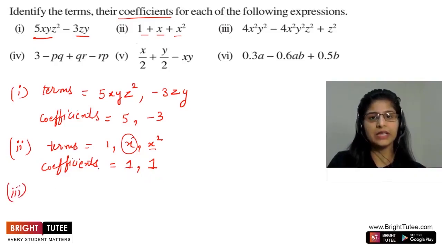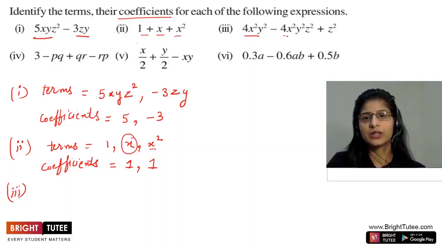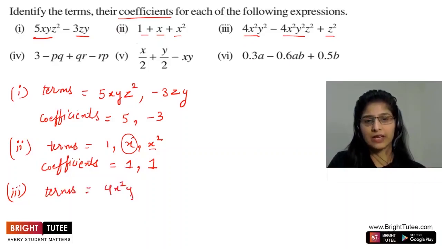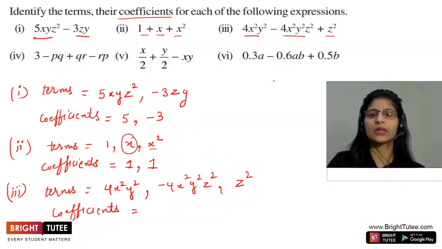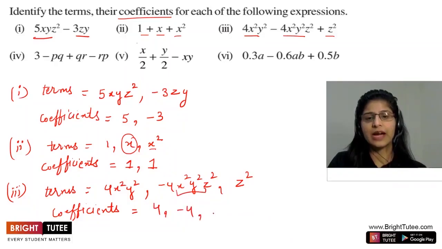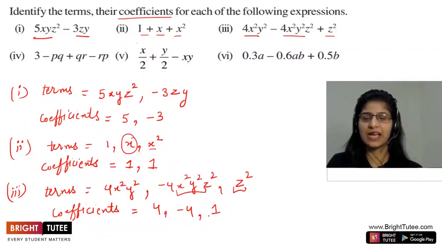In the third part, the terms are 1, 2 and 3. All three are different, unlike terms, right? So there are three terms in the third part. The terms are 4x square y square, this is the first term. The second term is minus 4x square y square z square, and the third term is z square. So what are the coefficients? 4 for the first term, minus 4 for this, and for this it will be 1, as I told you, when nothing is there in front, it is considered as 1. Clear? So three parts we have done.